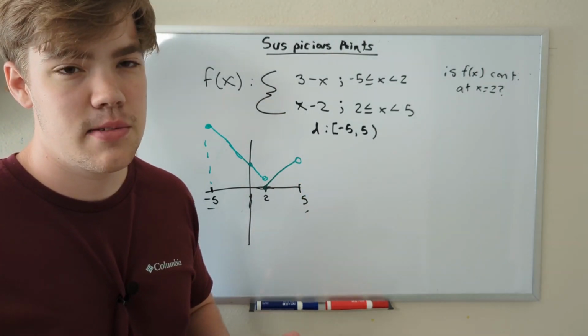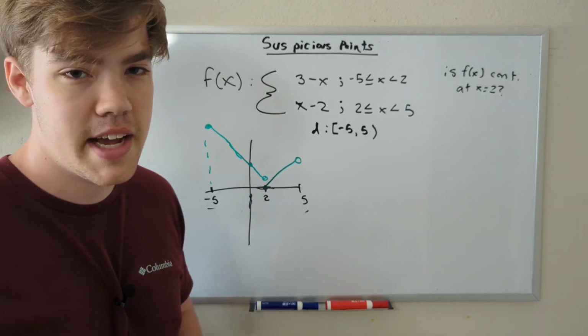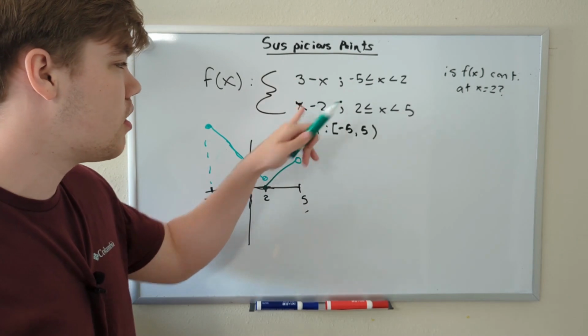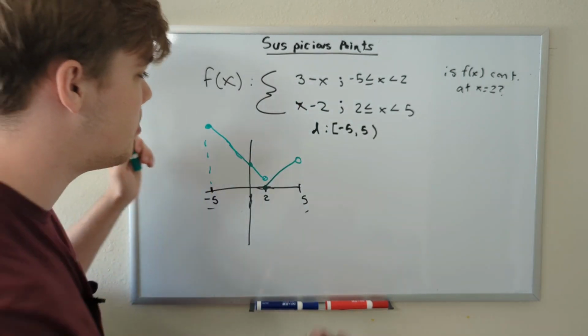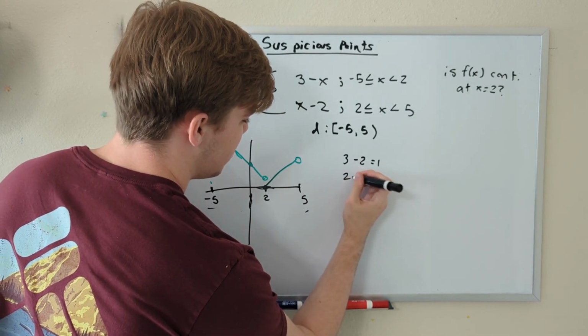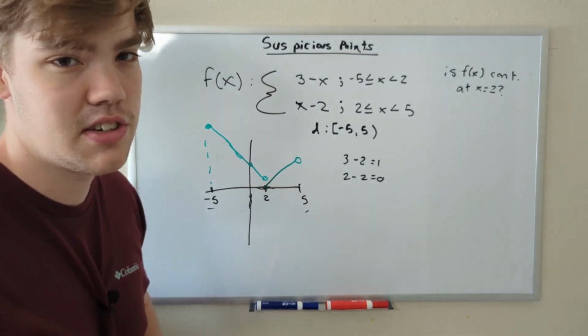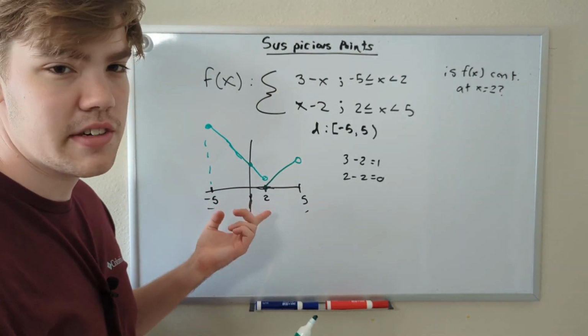So first of all, is x equals 2 in the domain? Well, visually it should be pretty obvious that yes, x equals 2 is in the domain. Mathematically, we can plug in 2 to either one of these functions and prove that 2 is within the domain. 3 minus 2 is equal to 1, and 2 minus 2 is equal to 0, which are both in between -5 and 5, so it's most certainly within the domain. And most obviously, of course, you can see it visually here.